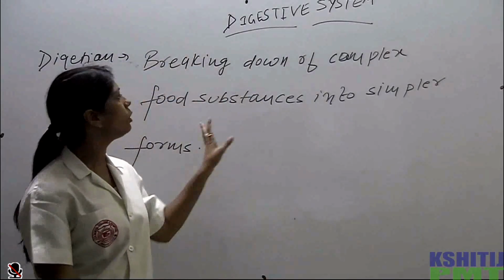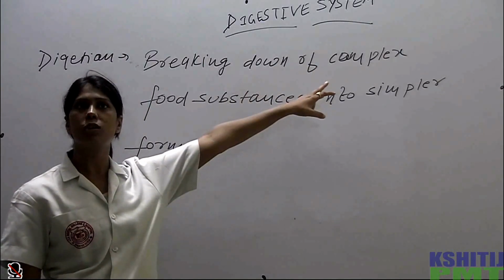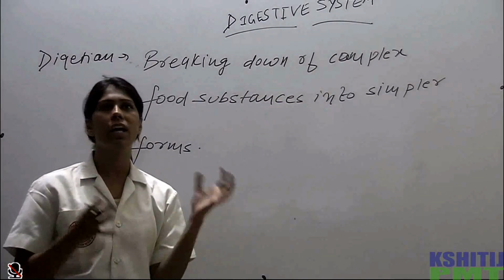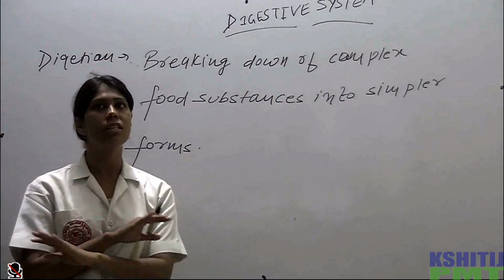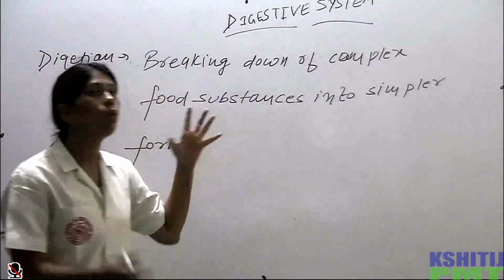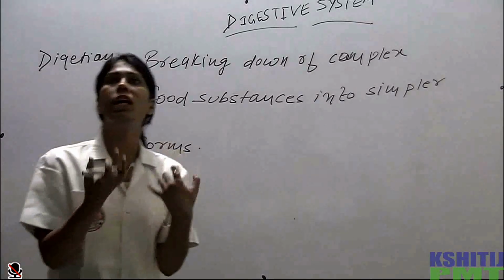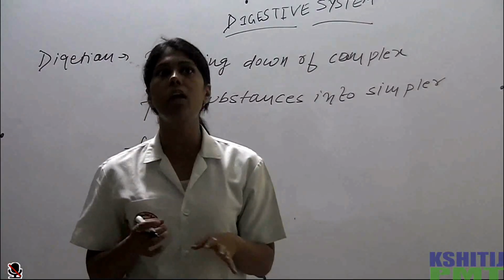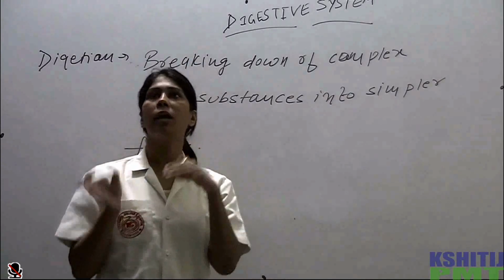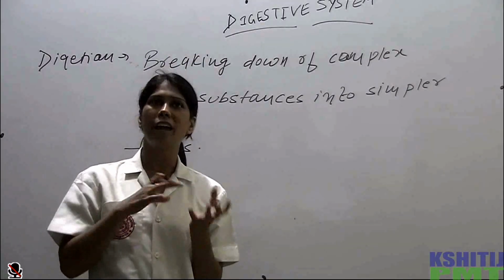whatever we eat, those are all actually in complex forms, right? They contain carbohydrates, fat, protein, minerals, vitamins, everything. So we have to break them down into simpler forms so that we can take them and absorb them, and we can manage or change them accordingly, wherever it is needed.